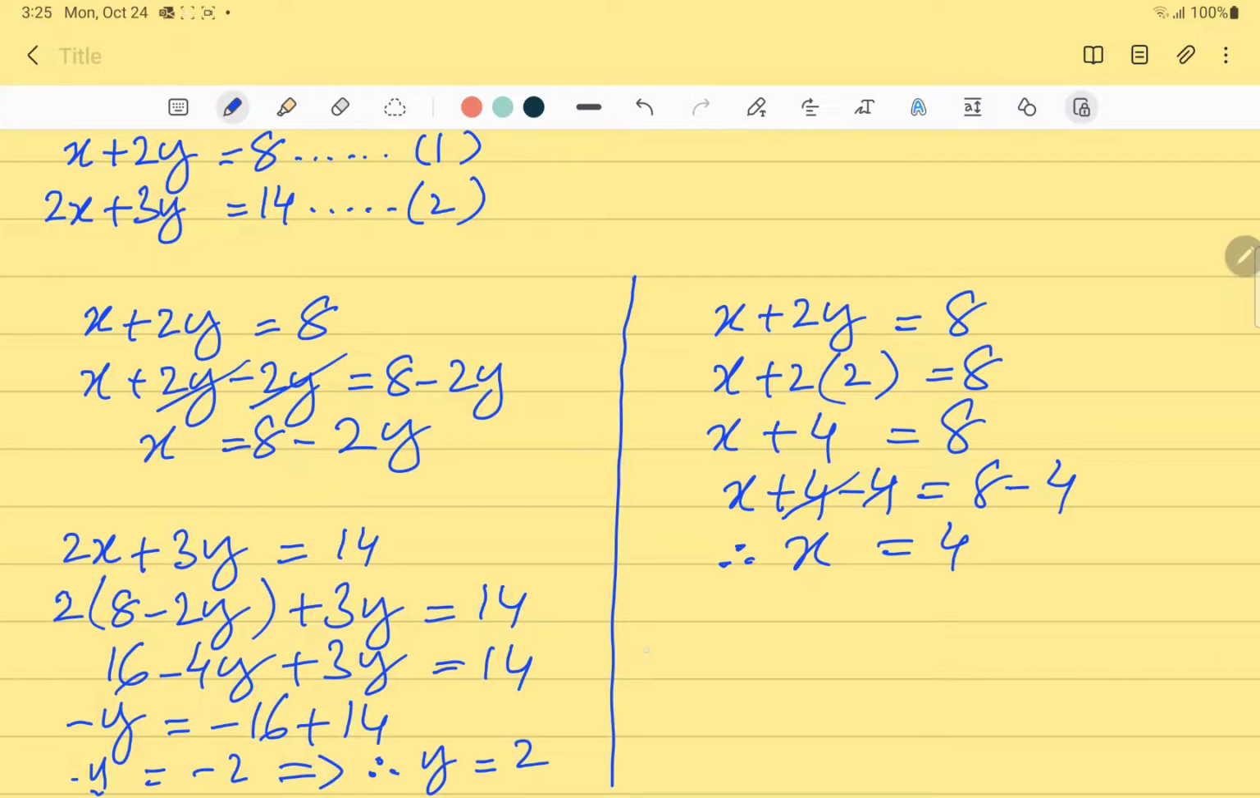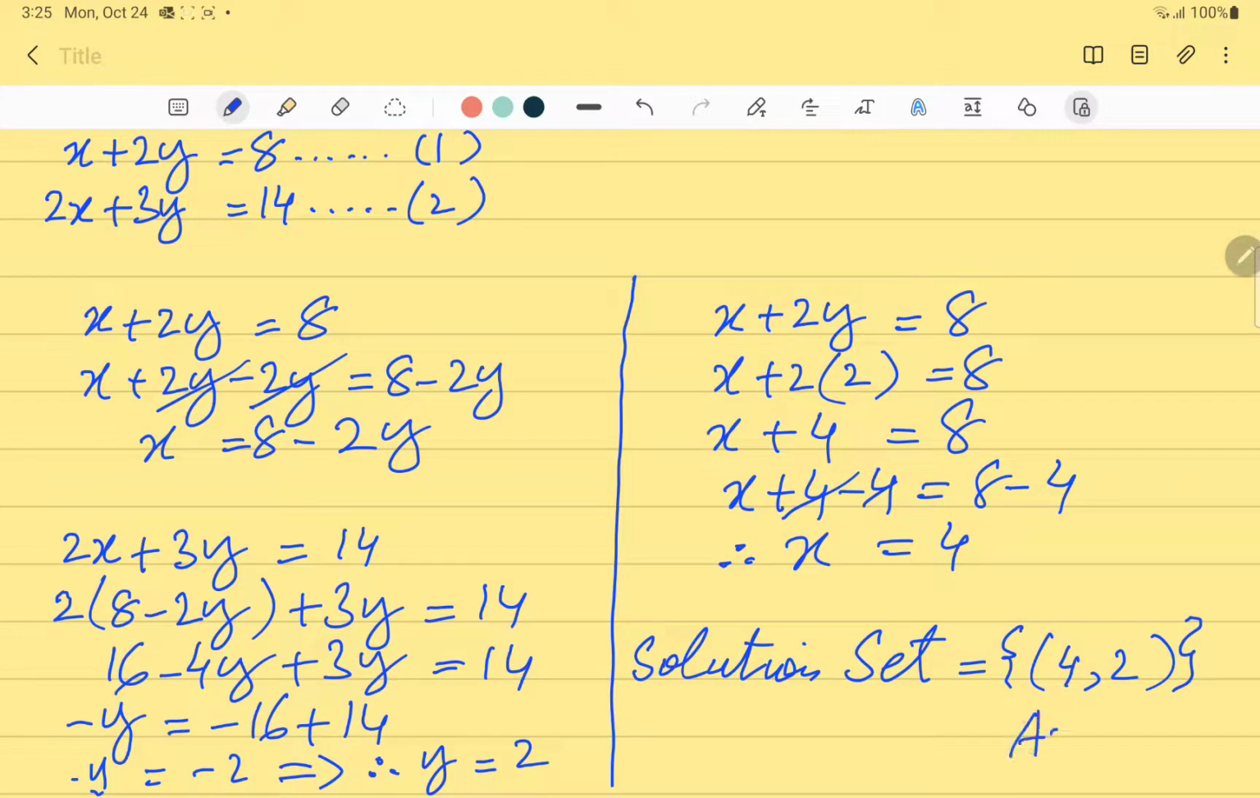So our solution set in this case is x is 4 and y is 2, which is the answer of this question as well.